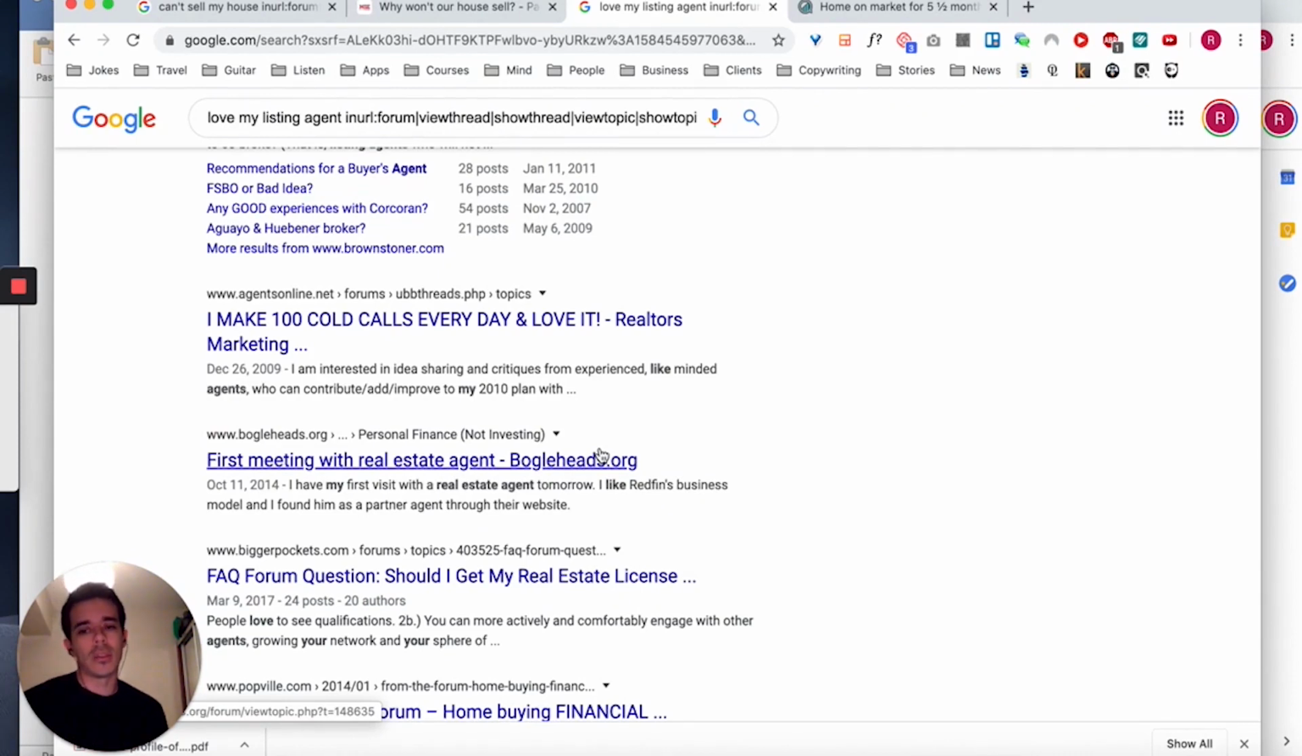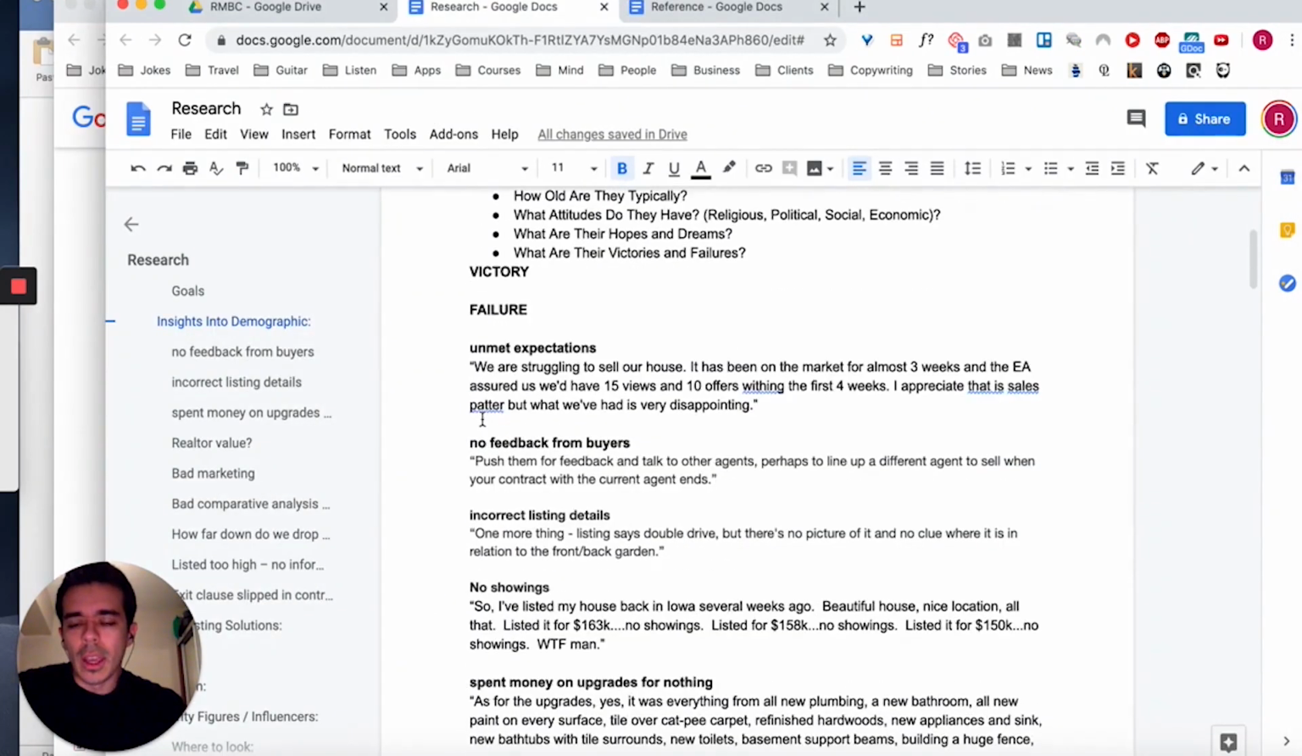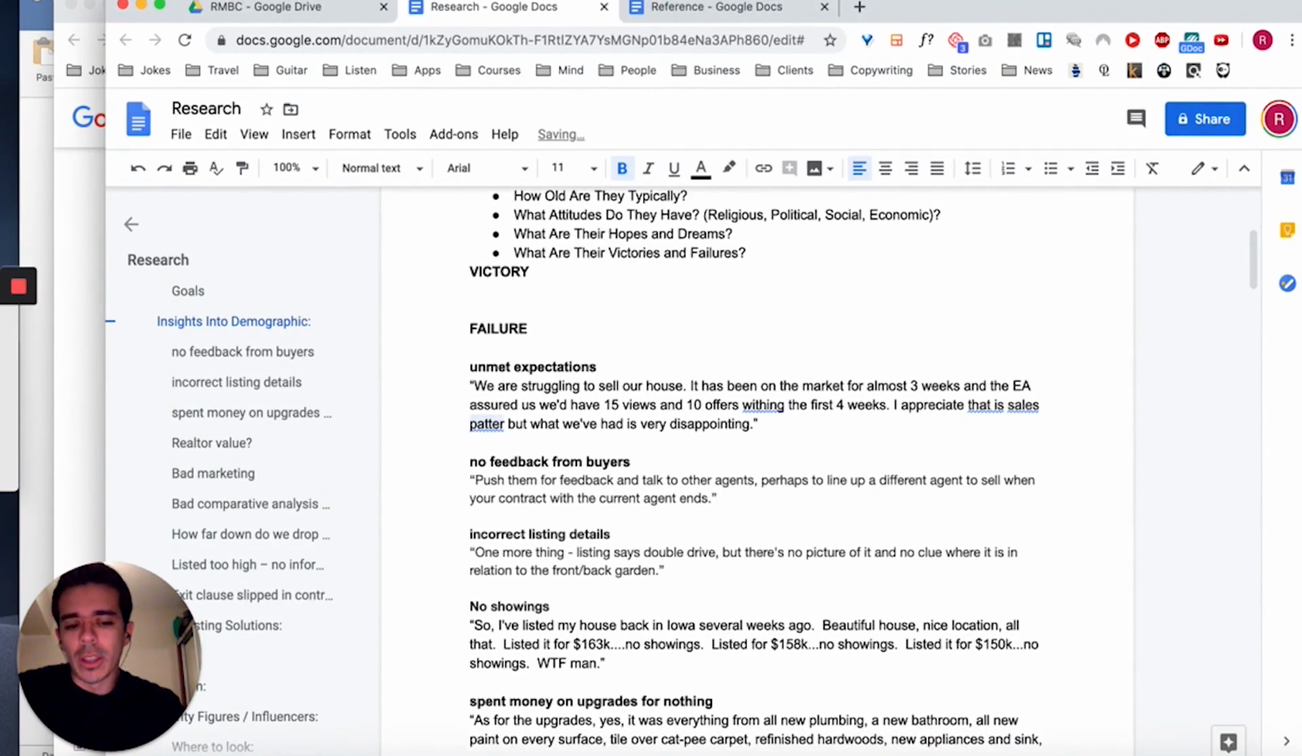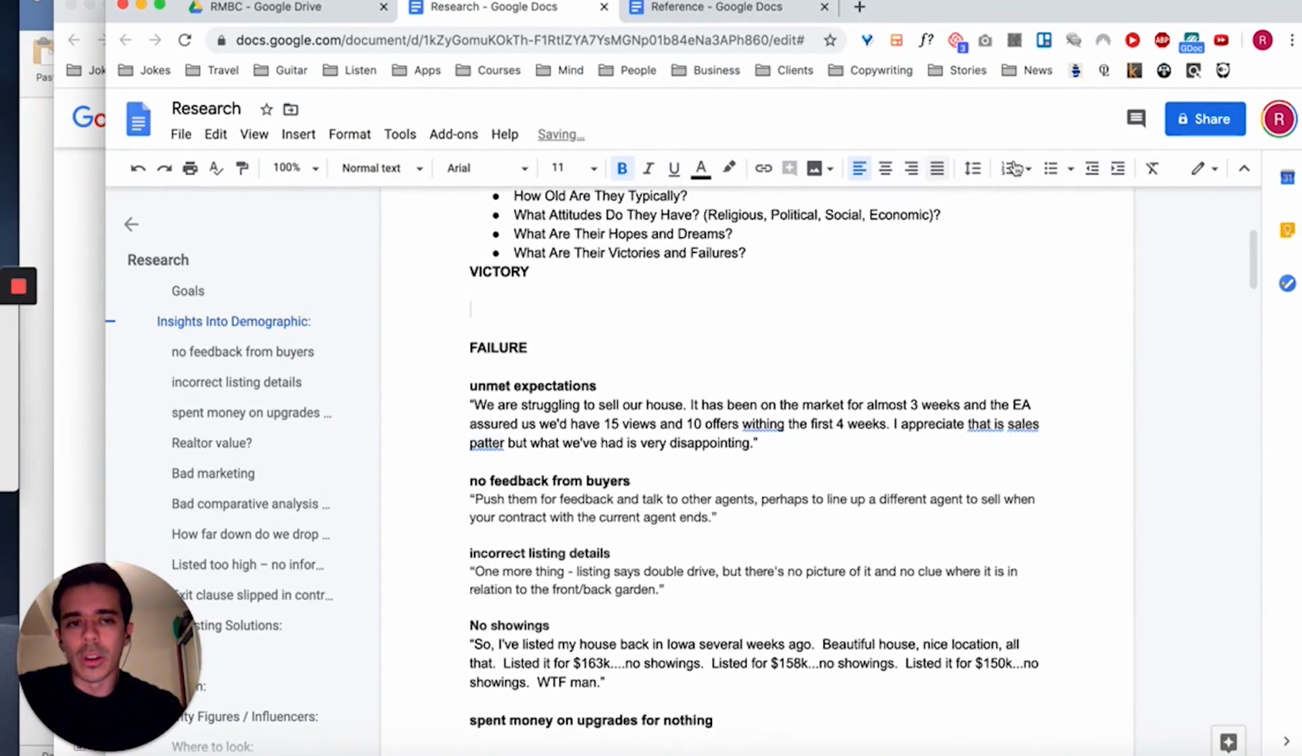In real estate, not so much, because it kind of feels like you're just bragging at that point, right? Like, hey, I just made $100,000. Look at all this ridiculous equity. So what I like to do instead is very easy. You can literally just start going down and, you know, unmet expectations, 3 weeks.